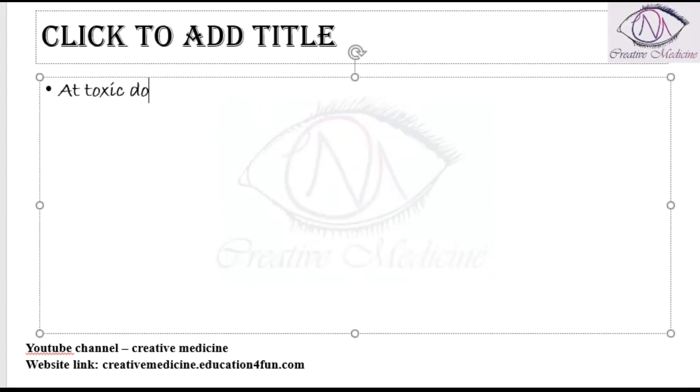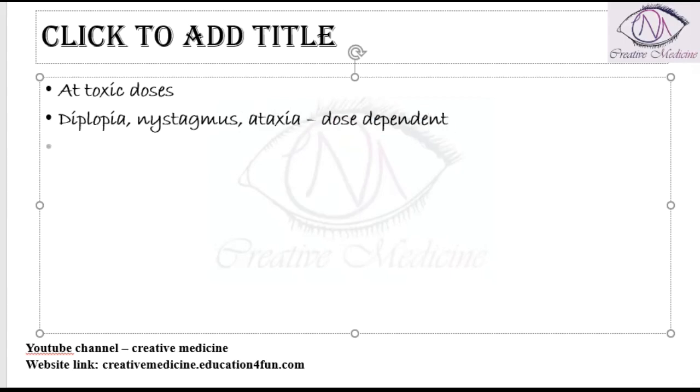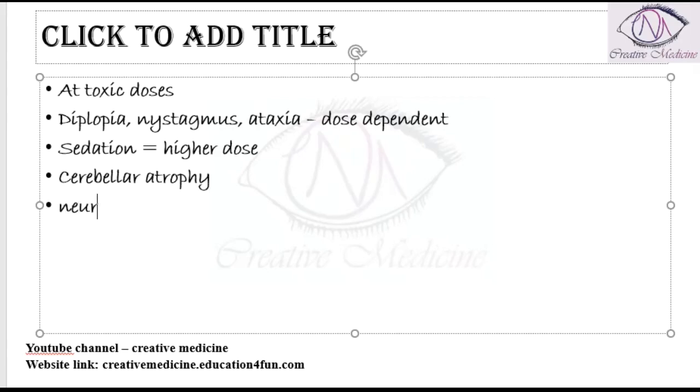At toxic doses, phenytoin can result in diplopia, nystagmus, and ataxia. These are dose dependent, and these occur in the beginning. At higher dosage, sedation can occur. Phenytoin can cause cerebellar atrophy, it can also cause neuropathy, and it can cause vascular thrombosis on injection.